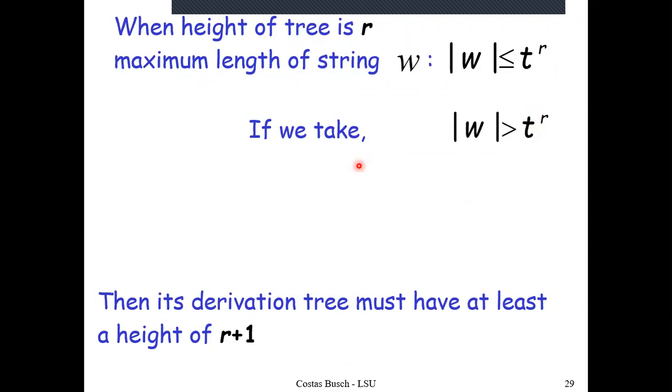Now I have got this intermediate result with me, and that intermediate result says that whenever the length of some string is greater than this number, then rest assured that the height of the parse tree for that string is going to be at least r plus 1. It could be r plus 2, it could be r plus 3, but it is bounded below by r plus 1.